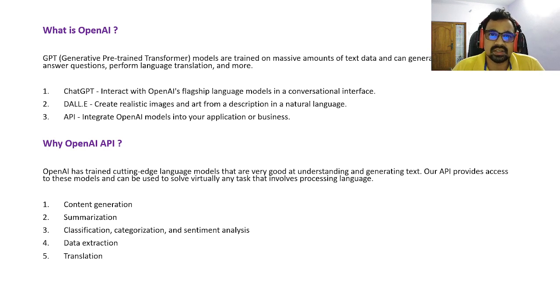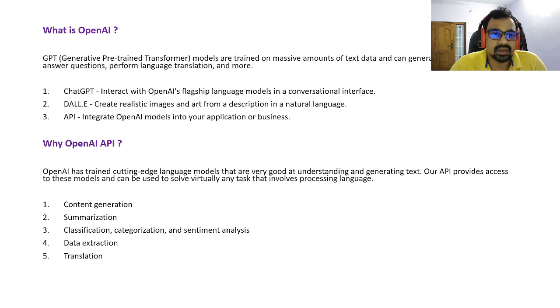OpenAI is an artificial intelligence and research laboratory which has produced models, mainly GPT models, that can generate human-like text, answer questions, perform language translations, and more. These GPT models are the most remarkable achievement of OpenAI. GPT stands for Generative Pre-trained Transformers, which are trained on massive amounts of text data. You can think of the text data as the entire Wikipedia, the entire Stack Overflow, and much more. So it has so much data, and it can solve various real world natural language processing tasks, which we can see later.